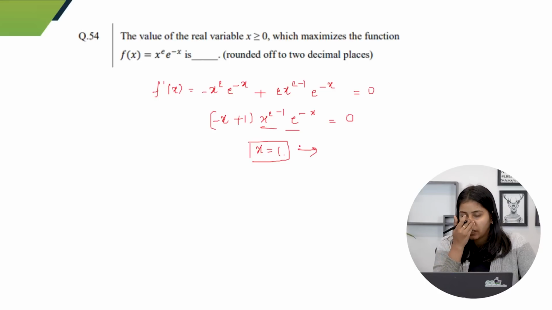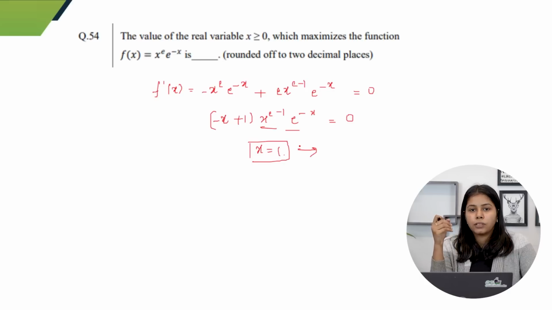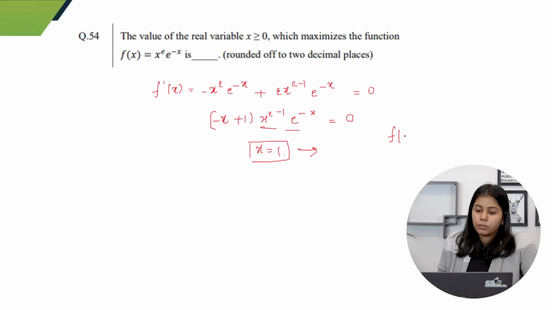And you can find out the double derivative. You will see that the double derivative sign would be less than 0. That would tell you that at x equals 1, we'll get a maximum, right? So I can find out f of 1, what it would be. 1 to the power e, e to the power minus 1. So 1 to the power e would be 1. And e to the power minus 1 would be 1 by e.